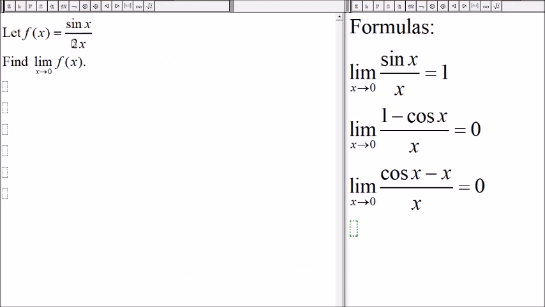And here we have the function sine x divided by 2x, and we want to find the limit of f of x as x approaches 0. For functions involving trigonometric functions, we have the following theorems. The limit of sine of x divided by x as x approaches 0 is 1. The limit of 1 minus cosine of x divided by x as x approaches 0 is 0. And if we just reverse this, the limit of cosine of x minus 1 divided by x as x approaches 0 is also 0.